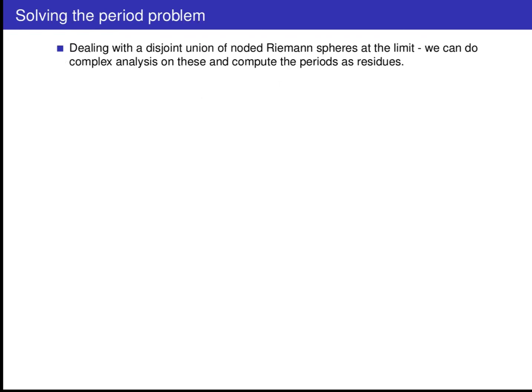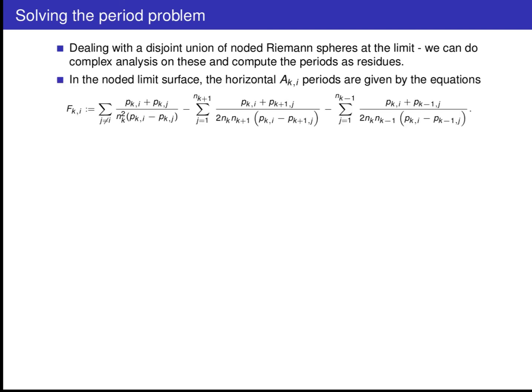So solving the period problem, we're dealing with a disjoint union of nodal Riemann spheres at the limit. So we can do complex analysis on these and compute the periods as residues. So much simpler than dealing with the period problem when we're away from the limit, where we can't express our periods as residues as easily.